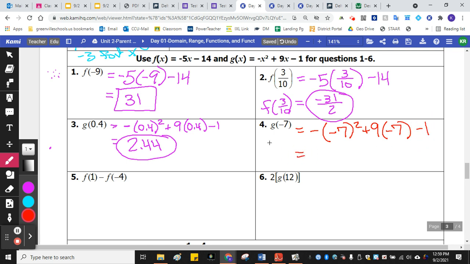Go to the G function, plug in -7. If you do not use parentheses on this one, you'll get the answer wrong.